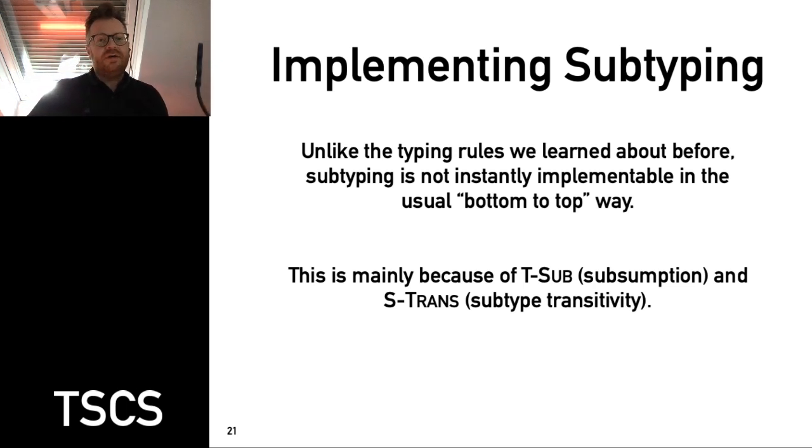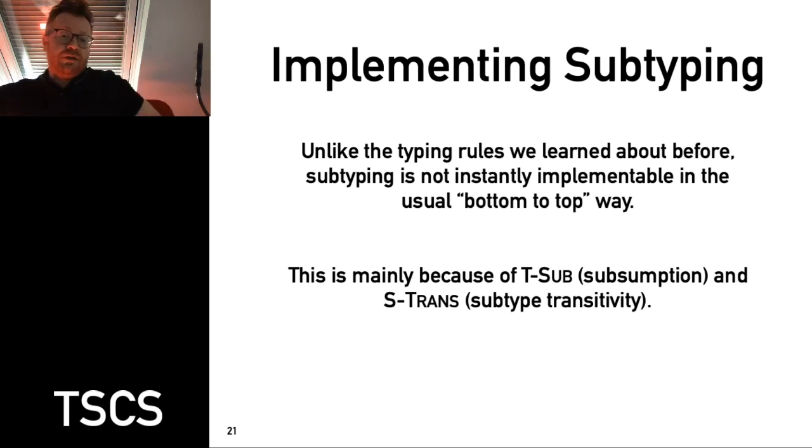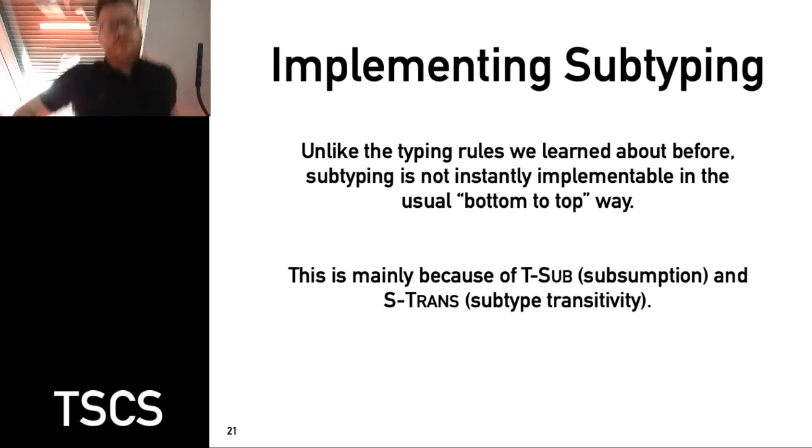So our topic last time was subtyping, and we're going to continue that today with a discussion about how to implement this. Because the way to implement this is problematic, and we will see a little bit about this.